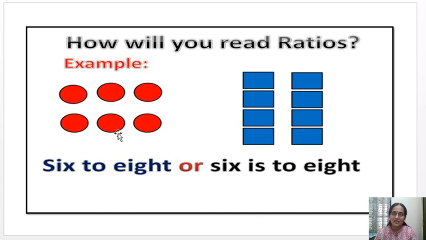There are 6 red circles here. There are 8 blue rectangles here. How to write the ratio? There are 6 red circles, 8 blue rectangles. Now it is written as 6:8, with the 2 dots.